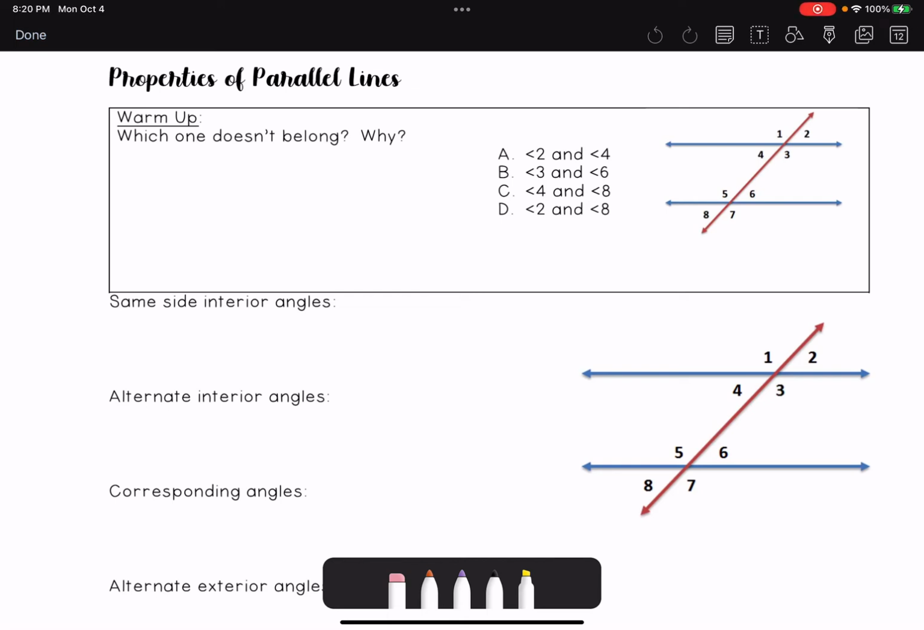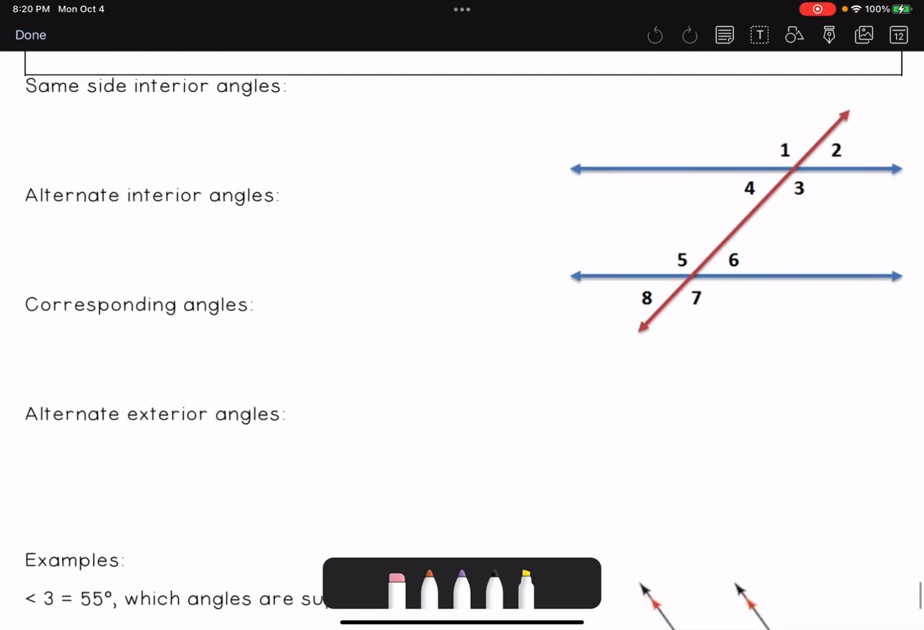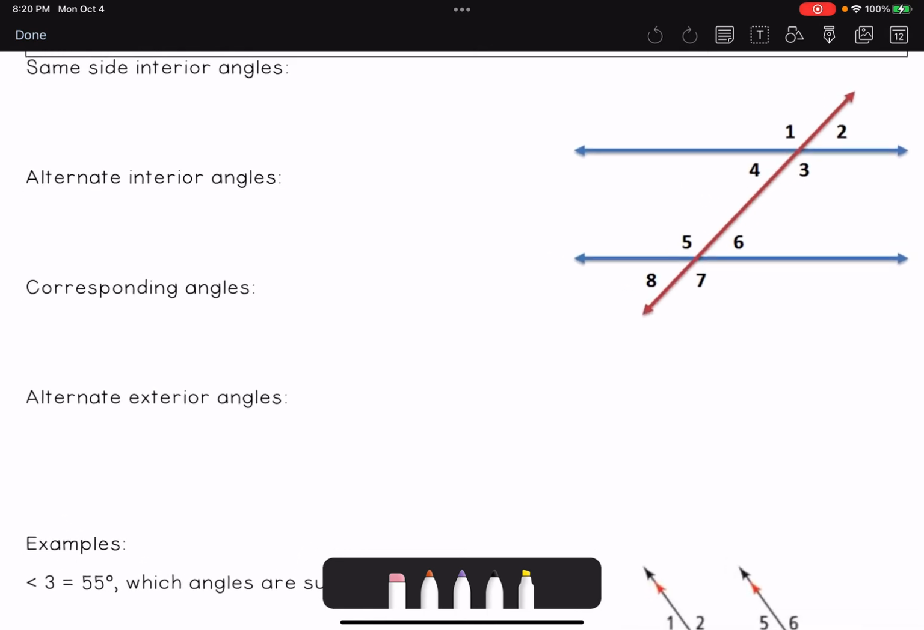Today we're going to be learning about properties of parallel lines. So remember last time we had 4 different types of angles. First off, same side interior angles. Something like angle 4 and angle 5 right here are actually supplementary.